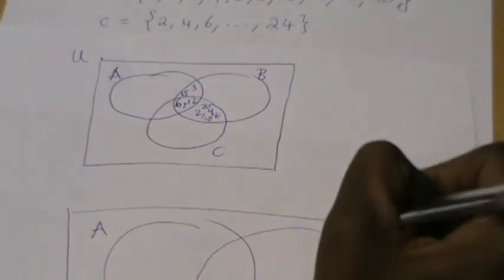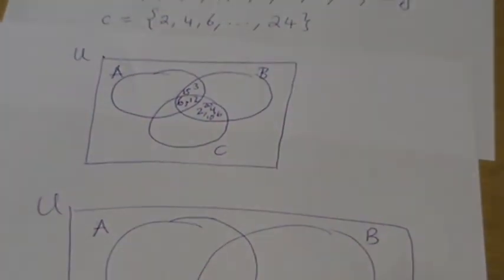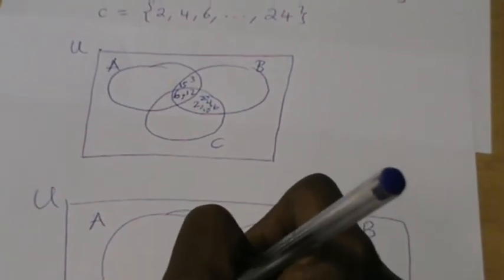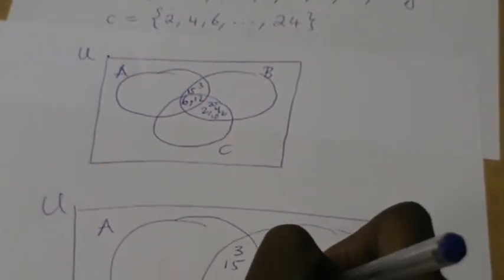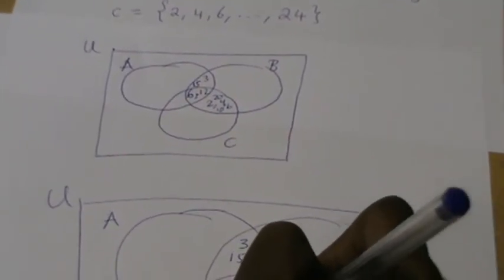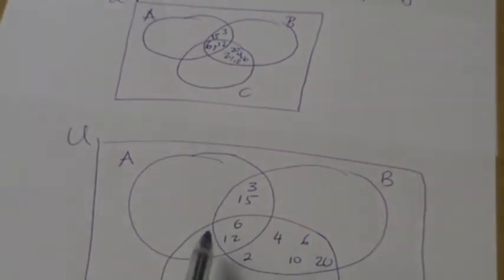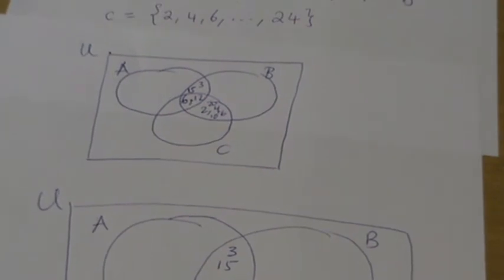Okay, so here I have A, B, U, and C. So here we said we have 3 and 15. Here we have 6 and 12. Here we said we have 2, 4, 6, 10, and 20. Okay, then here this is elements in A and in C.